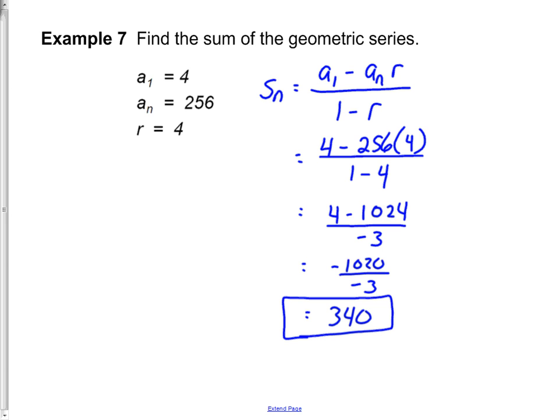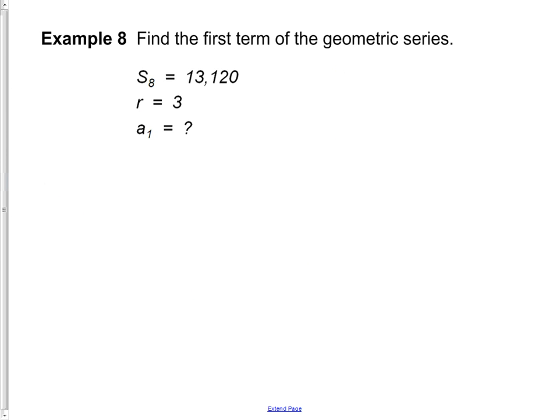Let's go through and just show you that this holds true. First number of the sequence we said was 4, and the r value is 4, so that's what I'm multiplying by each time. So the next one would be 16, and then 64, and then 256. Okay, and in this case, if I'm doing the sum of the series, I'm adding those together. So 4 plus 16 plus 64 plus 256 equals, and it did turn out to be 340. So my formula is working correctly as I go through these problems. Okay, let's try number 8.